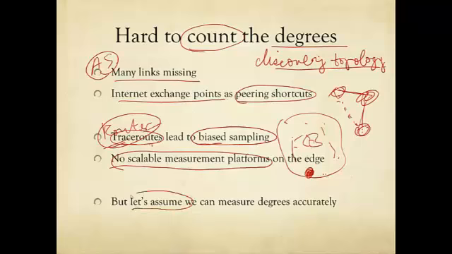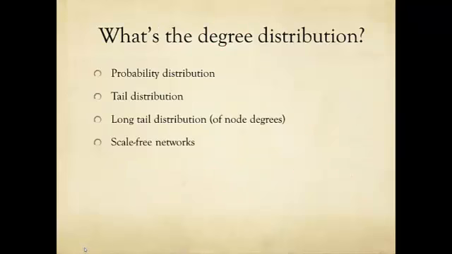But let's assume, again, incorrectly, that we can measure the degrees accurately and see what we can say. So let's skip the important fact that robustness is more than just about the graph, and skip the fact that these graphs we do not yet have a good view, and just go straight to say, suppose we believe that we can measure the degrees and that's all that matters, the topology is all that matters. Let's see what we can say.